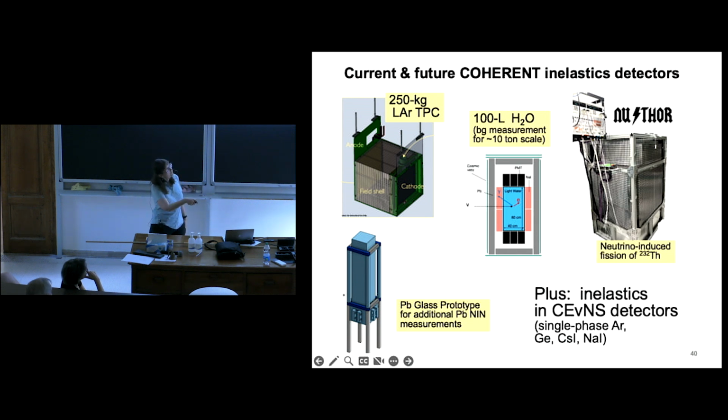This one is maybe not so supernova relevant, but we're also looking into neutrino-induced fission of thorium. We have a measurement, actually data in the can, which is something that has never been measured. This is charged current-induced fission of thorium, and this detector is called NuThor.